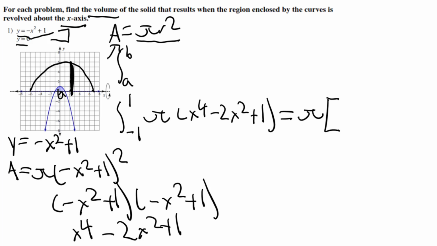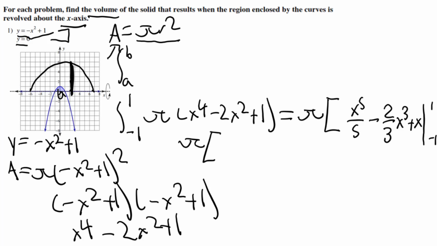We'll find the antiderivative of each of the terms. X to the fourth is x to the fifth divided by 5, minus 2 over 3 x cubed, plus x, evaluated from negative 1 to 1. Then we can take a step further and go pi times, and first evaluate it at positive 1. We would get 1 to the fifth power, which is 1 over 5, minus 2 over 3, plus 1.